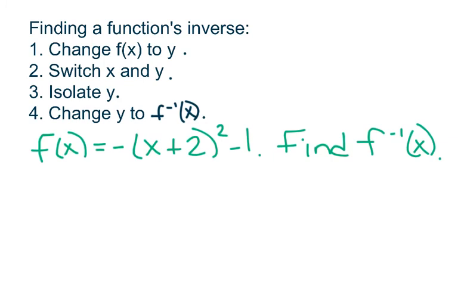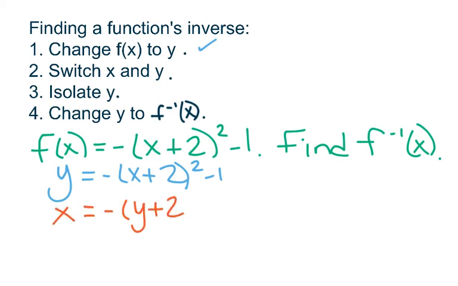Okay, we're going to do the same 4 steps. First thing we're going to do is, if it says f of x, we're going to change it to y. Check. The next thing we're going to do is switch x and y. Check. The next thing is, I think, the hardest one. We're going to get y by itself. So I'm going to get rid of the minus 1 in the end. So I'm going to add it to the other side.